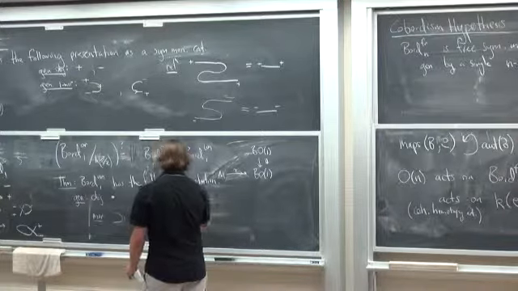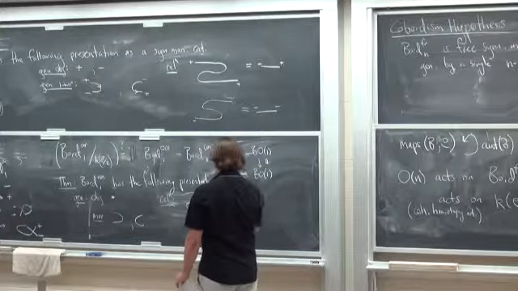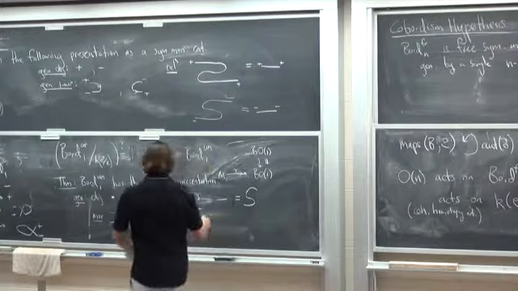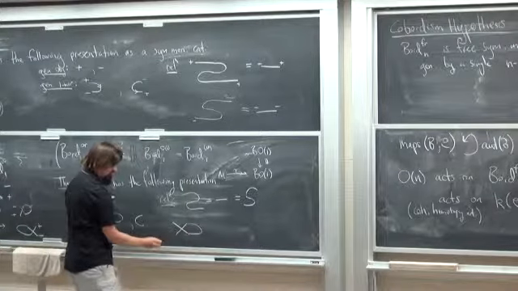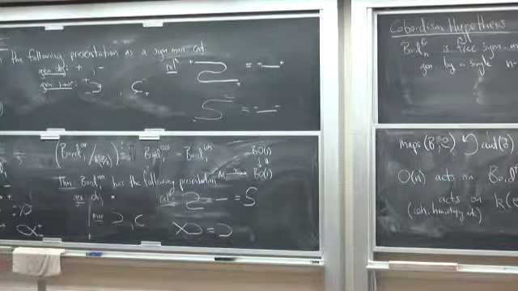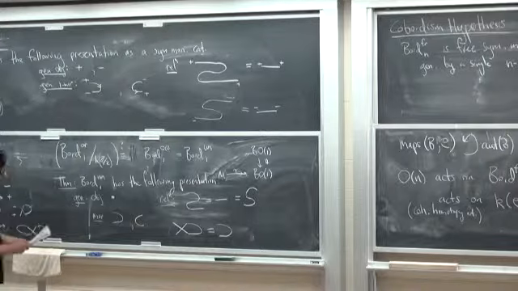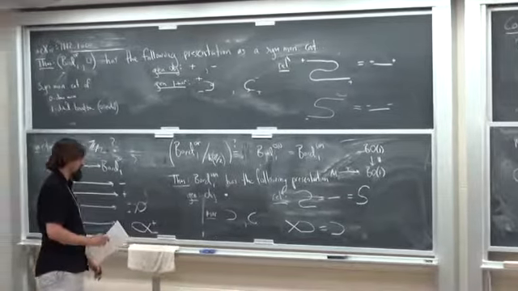So the relations say what they did before. This is equal to that, which is also equal to this. But then there's a new relation, which is that if you take this cap and you twist the ends, that's the same thing as that. You might object that there should be another one for the other cap, but that's actually a consequence of these relations.